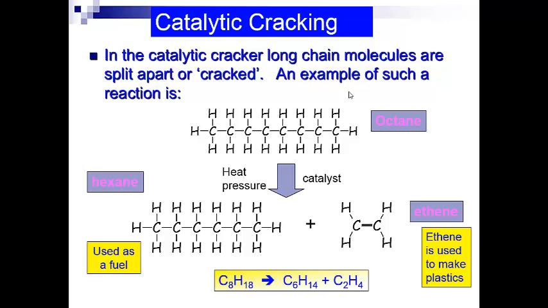The symbol equation is at the bottom here. C8H18 breaks down into C6H14 plus C2H4. Now if you look at the right hand side, you've got C6 and C2. So C6 plus C2 equals C8. This is on the left hand side of the equation. H14 and H4, add them together, you get H18, which is on the left hand side of the equation. So it's perfectly balanced. Note that you always get an alkane and an alkene.